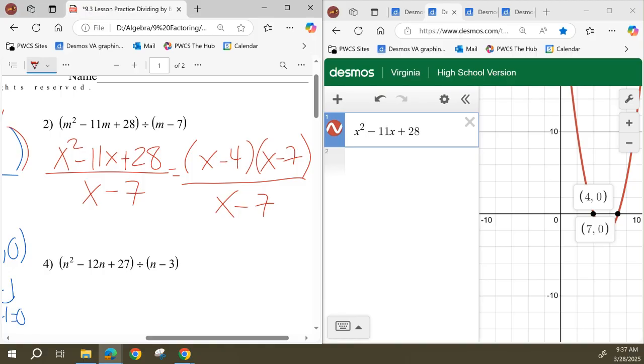Again, if you can't see that right away just by looking at the x-intercepts, please do the step-by-step process. So our factors are x - 4, x - 7 on top. You can see on the top and the bottom, we have x - 7. That can be canceled. And so we are left with a final answer here of x - 4. And that's how we divide trinomials by binomials.